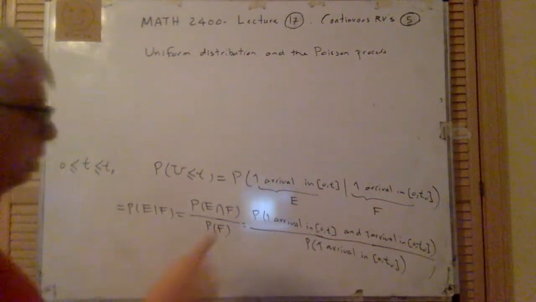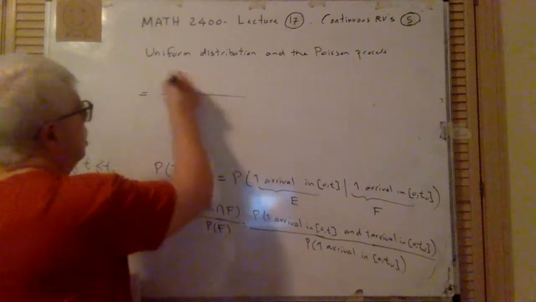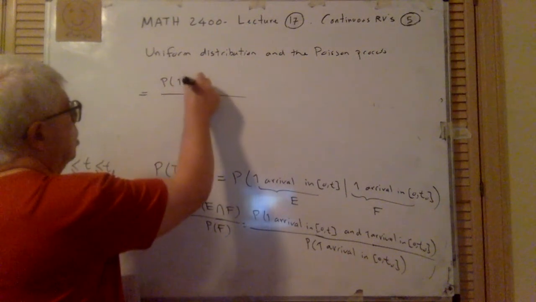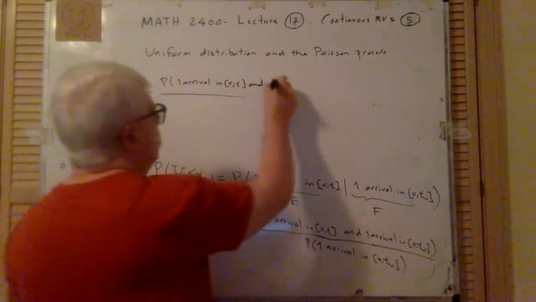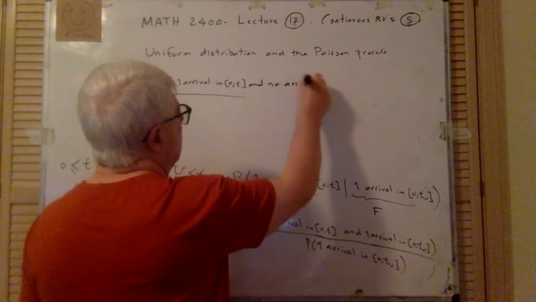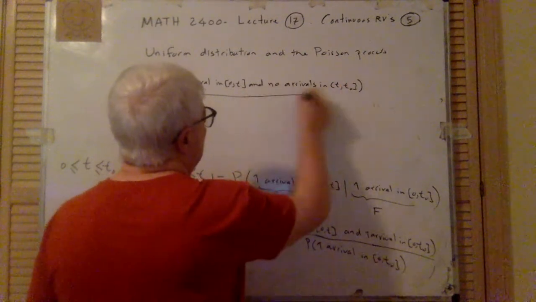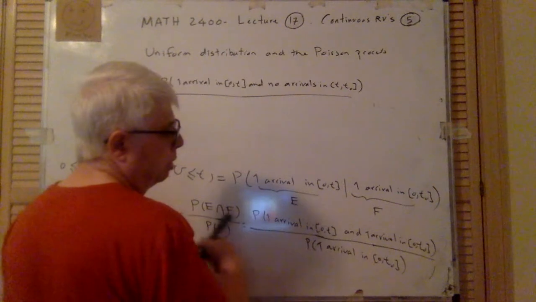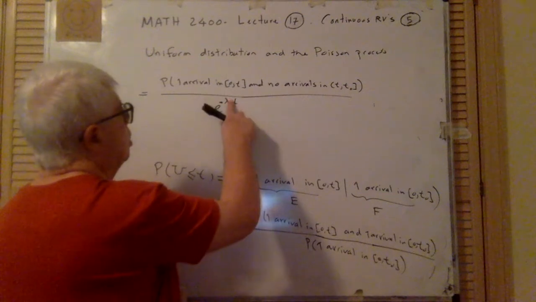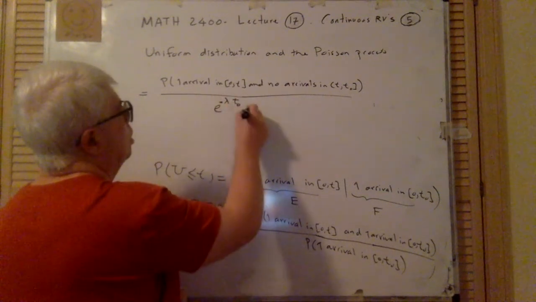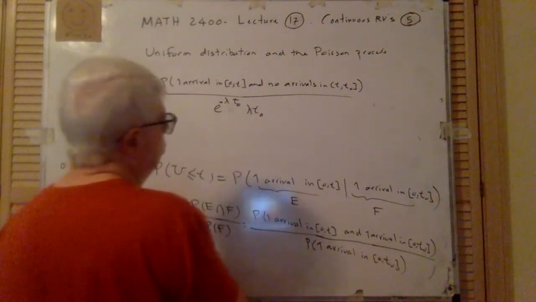So what is this thing? Because there is just one arrival, this is equivalent to saying P of one arrival in 0 to t and no arrivals in t to t0, over P of, what is this? P of one arrival in 0 to t0, that is e to power minus lambda t0 times lambda t0, over 1 factorial. I didn't write 1 factorial.